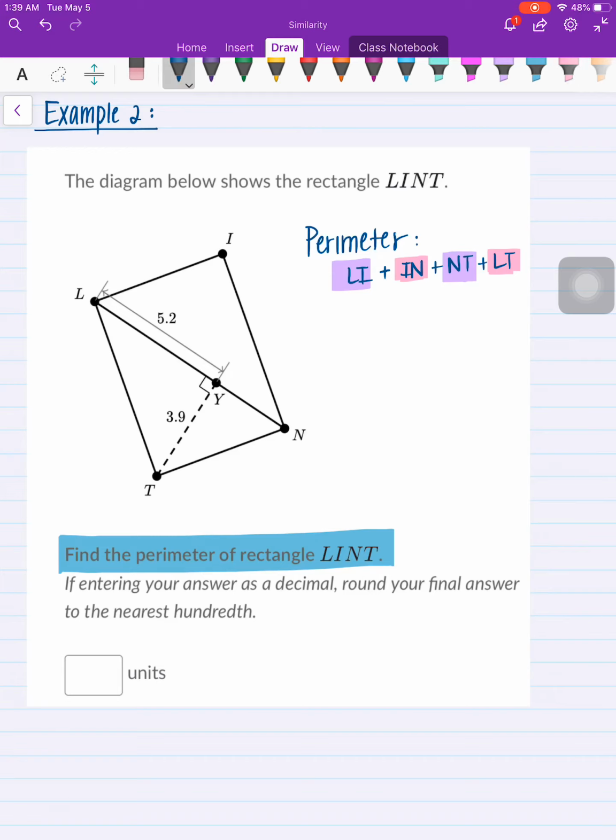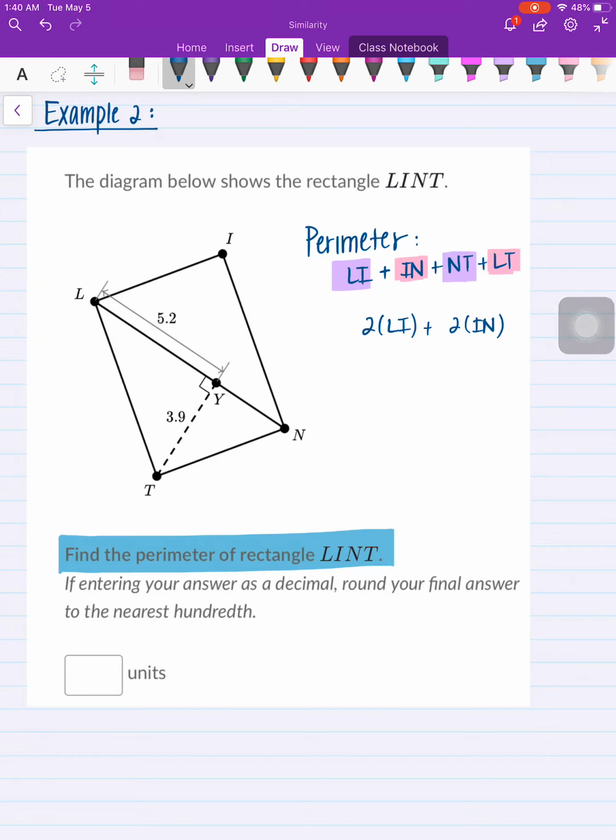Okay, so let me just write this down. It could be 2 times LI, because it's the same measurement, and 2 times IN. And it doesn't matter which one I find. If I find LT, it's going to be the same measurement for IN. If I find LI, it's going to be the same measurement for NT. So let's go ahead and move on here.